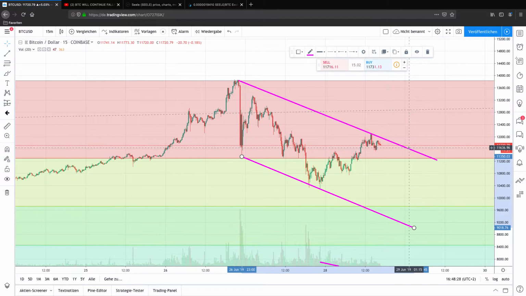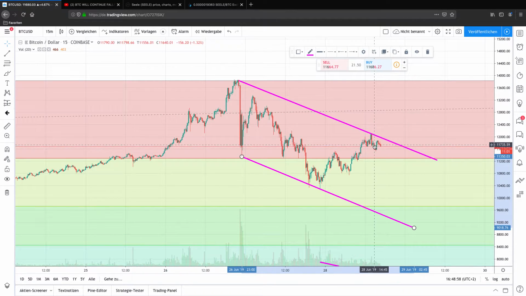Otherwise, when Bitcoin breaks this main trend line, then there is a high probability that the direction of this movement will change, and from that point on we will see a movement to the upside again. So this could give us a very good entry point, but don't act too fast. When there is a breakout, we have to wait and watch the price moving so that we can get a confirmation.